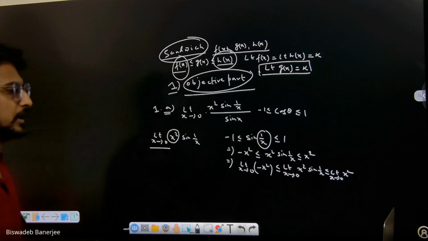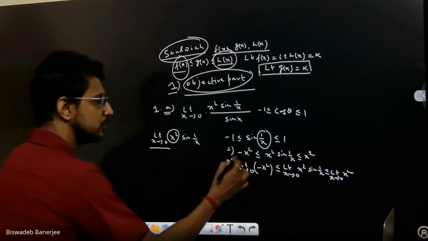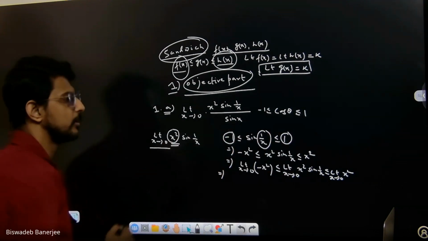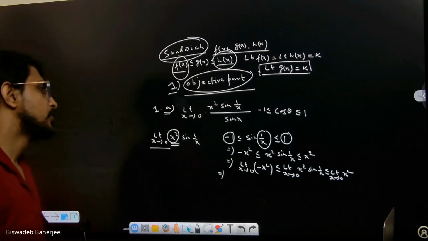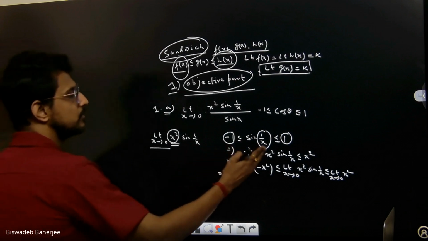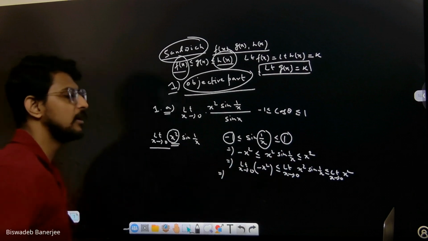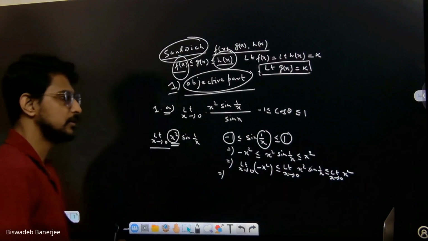Just taking limit on both sides. We are multiplying with x square. Why with x square? Because here we have x square. That is why we have multiplied both sides with x square. So we are getting minus x square less than or equal to x square sine 1 by x less than or equal to x square. Then we have taken limit on both sides. So this limit of this, then limit of this, then limit of this.